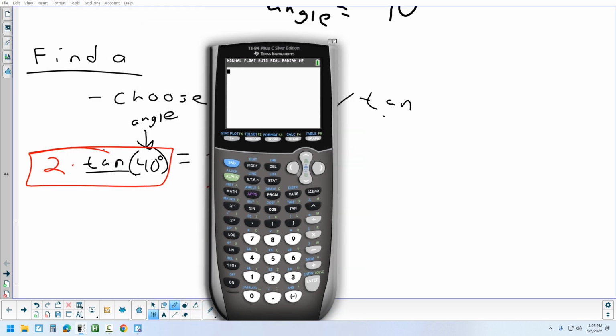If I type it in right now, it's not going to come out right. What do I need to do? Degrees. I need to make sure I'm in degrees. Every problem in this lesson is in degrees. I'm not saying every problem on the test, but every problem from this lesson is in degrees. Okay, so put it in degrees, and now type 2 tan 40. So A is, we're going to go 3 decimals, 1.678. That's it. That's how you find A.